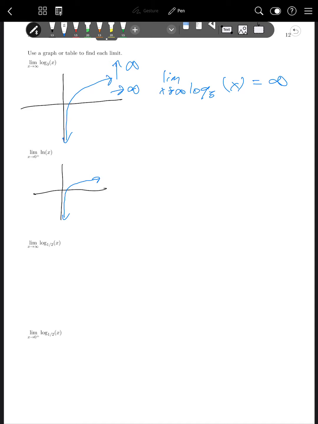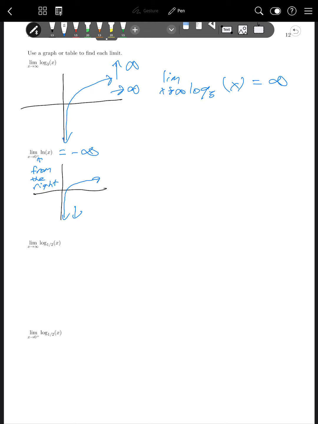Okay. Now this time I'm doing the limit as x approaches 0 from the positive side. Remember that positive means from the right. So as I get closer and closer to 0 from the right, what's happening to the graph? Well, it's going down forever, so that would be negative infinity.